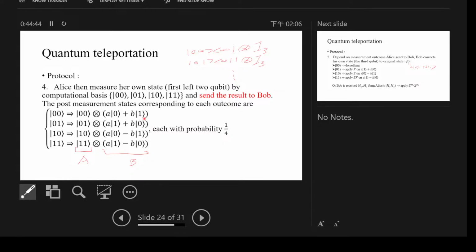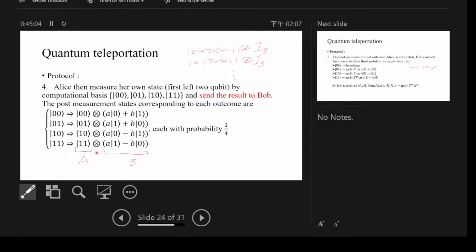But the hard part is, what if Alice gets another outcome? We want Bob to still get this A0 plus B1. So what we do is we correct those states, because Alice knows the measurement result. Alice knows which one of the 4 states Bob got.